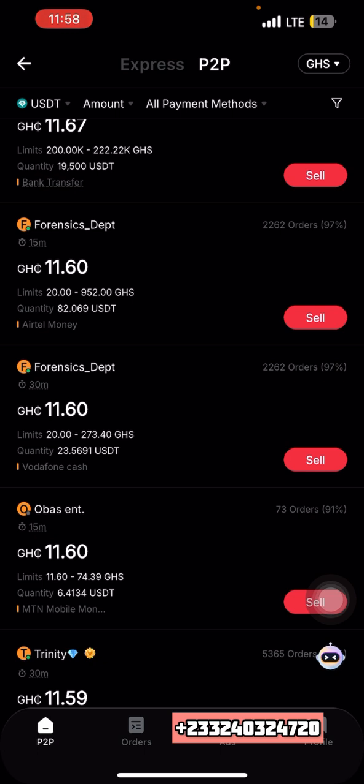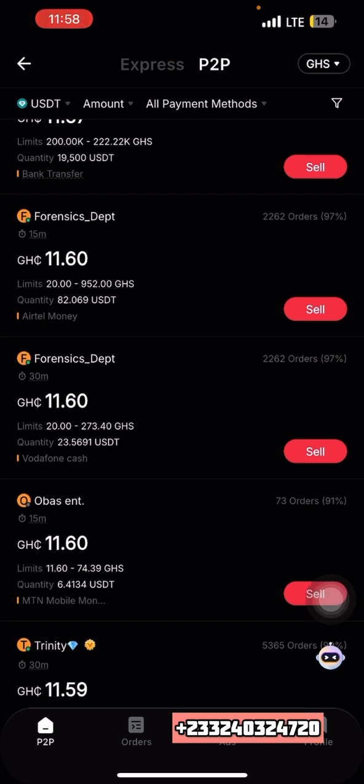This is how I'll do it. Before you do bank to P2P arbitrage, first of all, you need a bank card, that's a credit card or Visa card. You need an exchange and a broker and a mobile money or Vodafone cash or any local listing that you have. Then you are good to go.